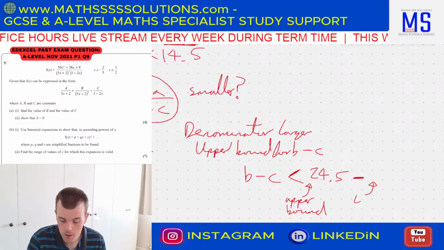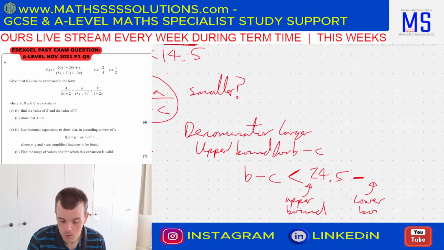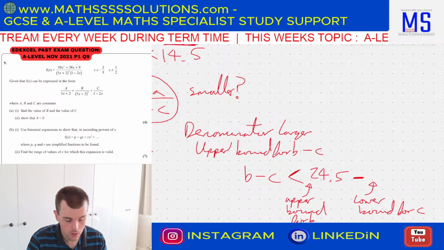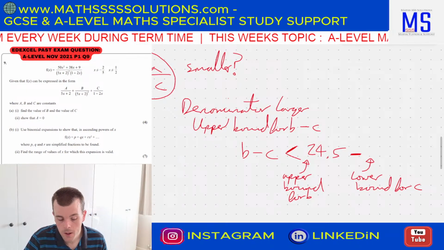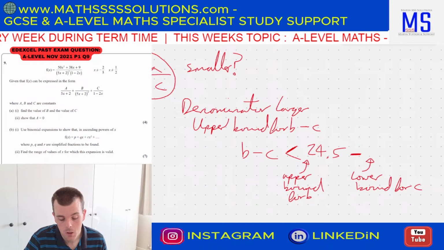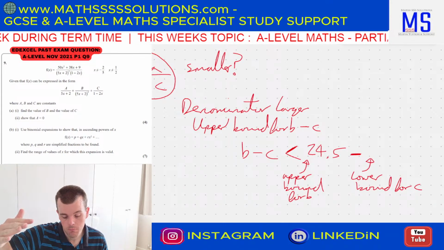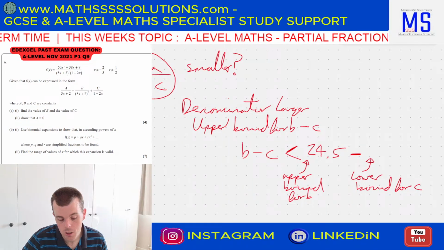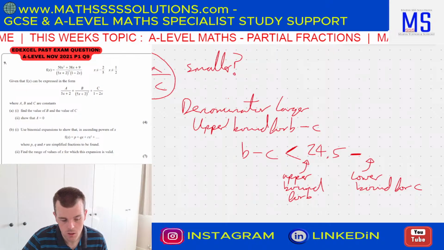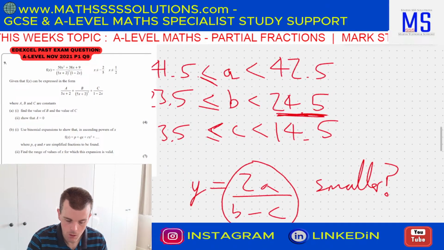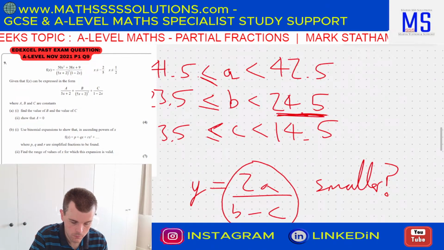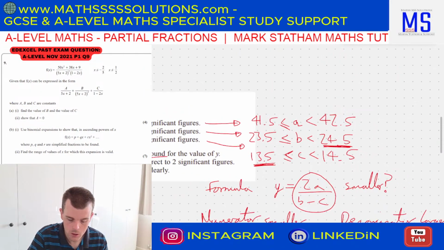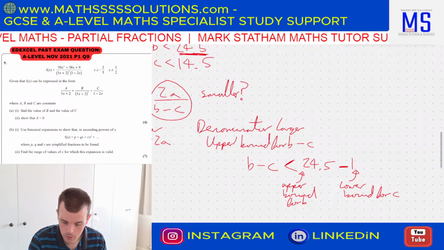So here you have to do a lower bound for c. Because the idea here is to find the highest b minus c can be, you increase b to its maximum, but you want to take away the smallest amount that's possible. So you need to reduce c as low as it can be. So the lowest value for c we've seen from our error intervals is 13.5. So we need to choose 13.5.